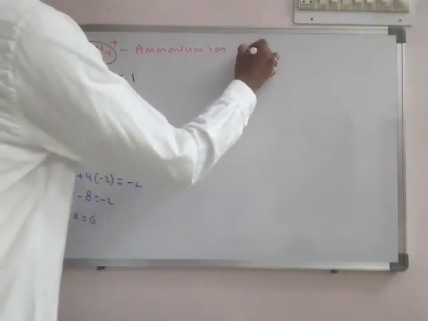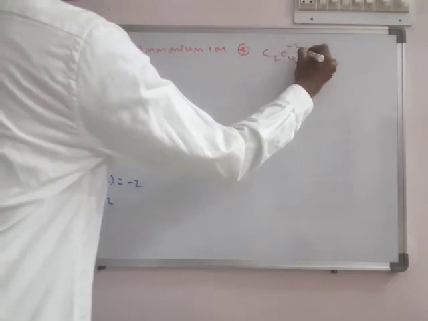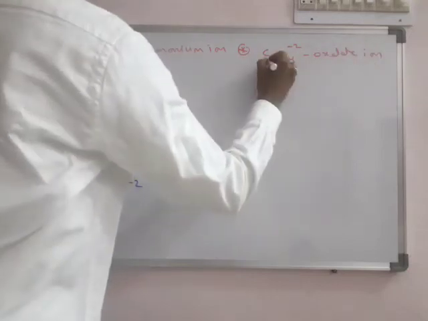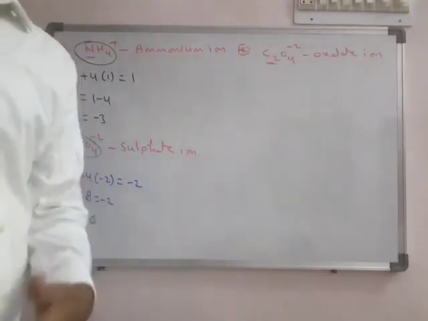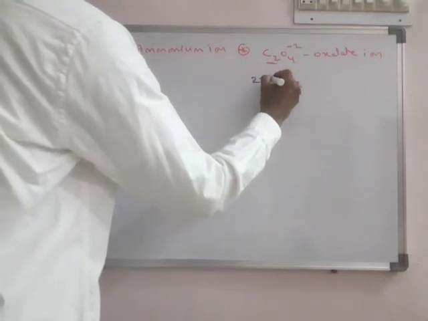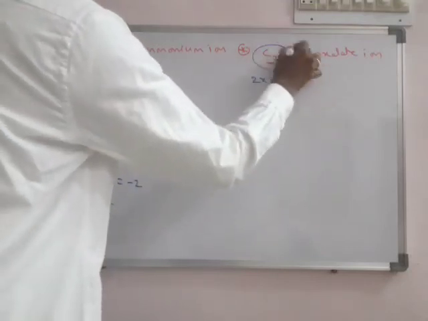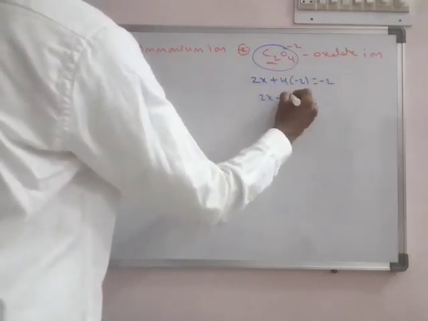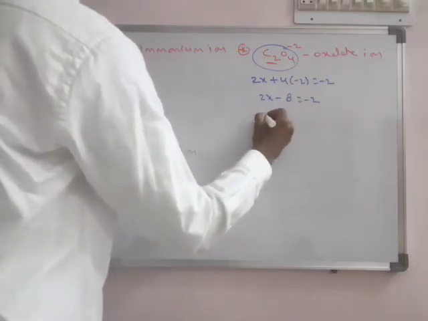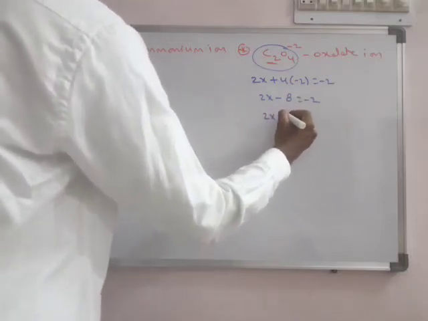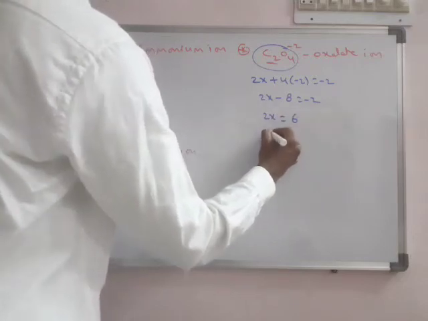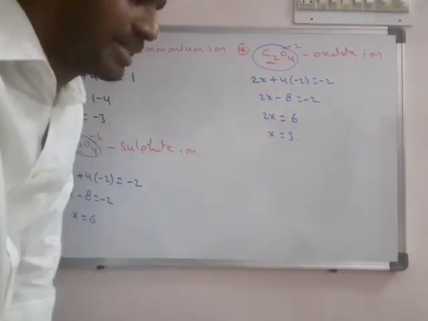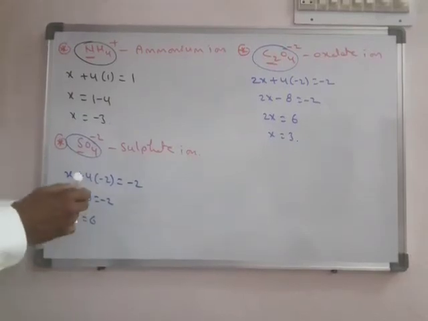Next, what is an oxalate ion? C2O4 minus 2. Oxalate. Here 2 carbons. So minus 2 is the overall charge. Means each carbon, x equal to, each carbon is having plus 3 oxidation state. Okay, next one more.